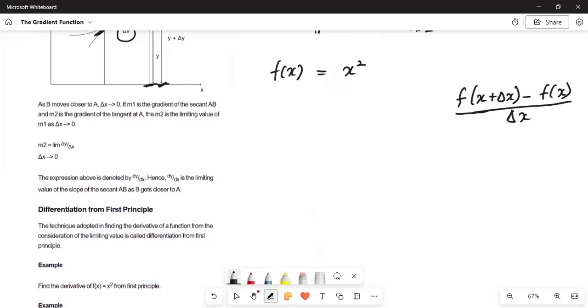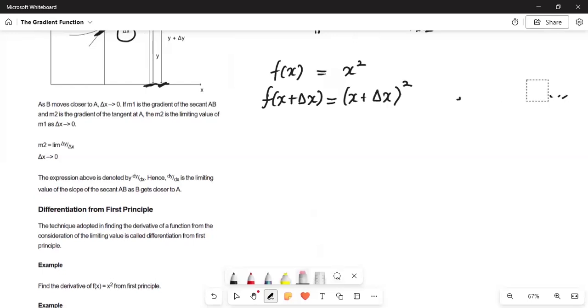So if f of x is x squared, what will be f of x plus delta x? It is x plus delta x squared. And x plus delta x squared means x plus delta x times x plus delta x. So we are going to expand this. So this will be x plus delta x. X times x is x squared. X times delta x is x delta x.